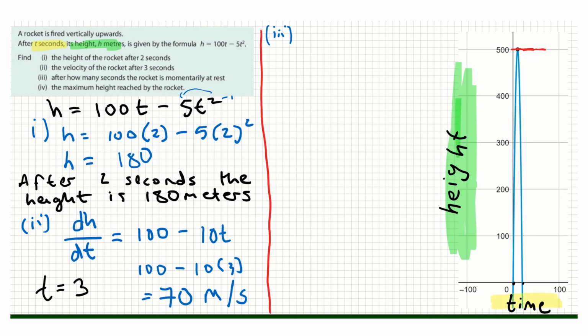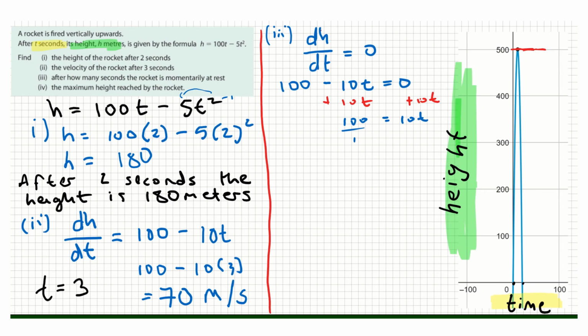So we need to let dh dt equal to 0. So that means 100 minus 10t equals 0. So we're going to add 10t to both sides, and we get 100 equals 10t. We divide both sides by 10, and we get t equals 10.